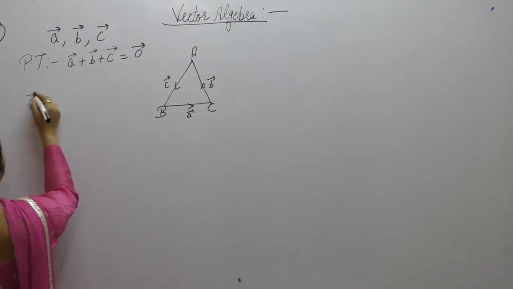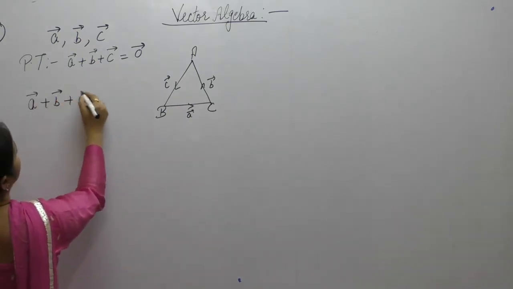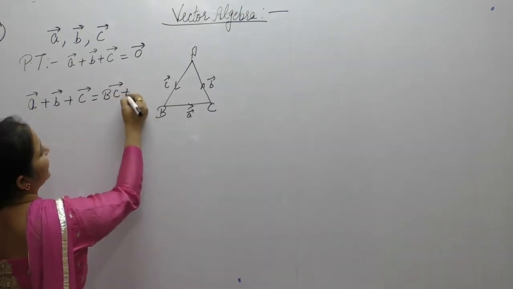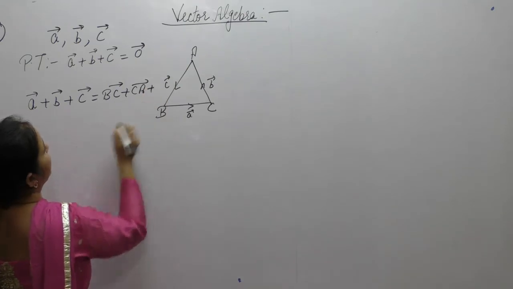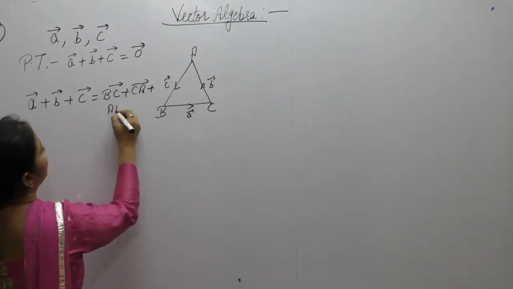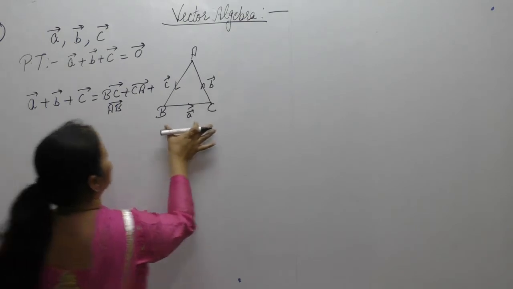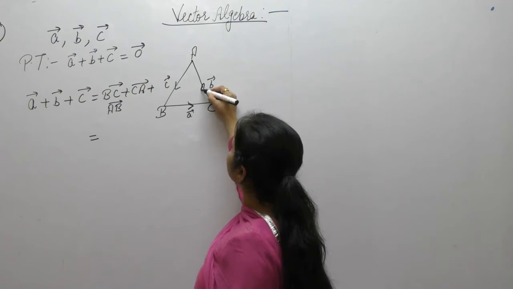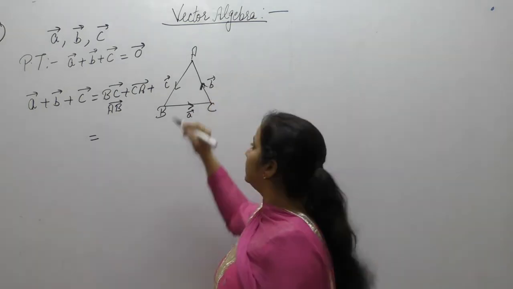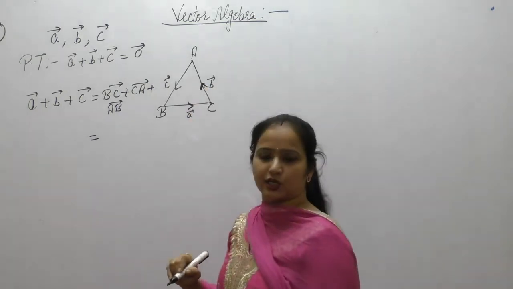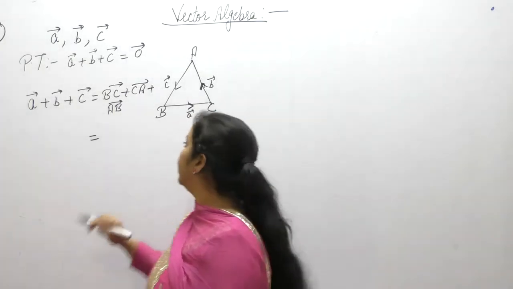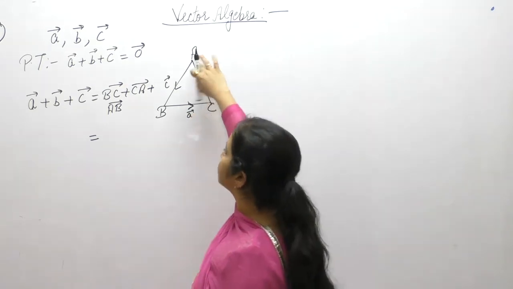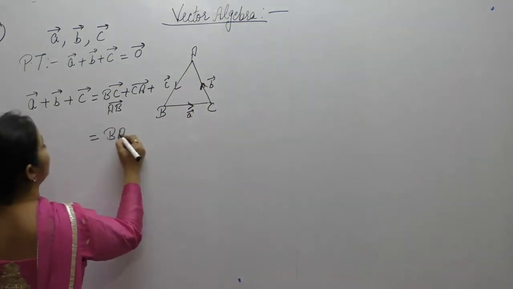Now A vector plus B vector plus C vector. A vector is BC vector, B vector is CA vector, plus C vector is AB vector. Now BC plus CA. The direction of these two vectors is in this direction, but CA is in this direction, so this is the resultant vector. According to the triangle law of vector addition, BC plus CA is equal to BA vector.